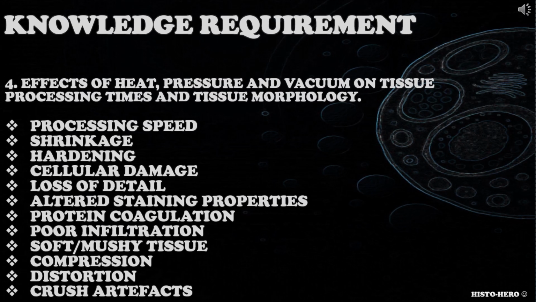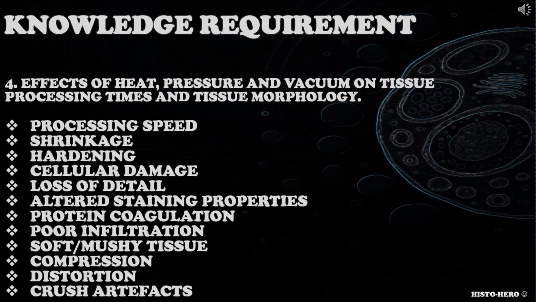The fourth knowledge requirement is for you to know the effects of heat, pressure, and vacuum on tissue processing times and tissue morphology. What are the effects of heat, pressure, and vacuum on tissue processing and tissue morphology? Can you name advantages and disadvantages for each? How would you optimize tissue processing in relation to pressure and vacuum? What can heat, pressure, and vacuum do to the tissue if applied incorrectly?